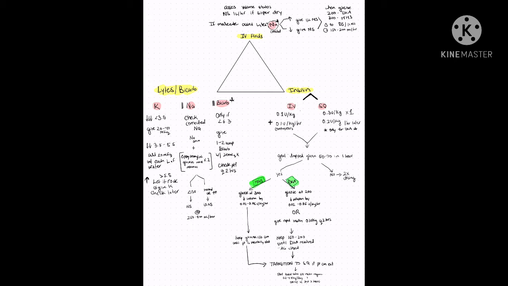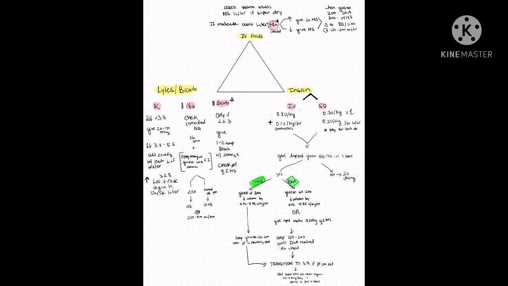Moving on to the electrolytes and bicarb. Now, the potassium, sodium, and bicarb are the main things you should be focusing on. The other really important electrolyte is phosphate that I'm going to talk about in a little bit. If the patient is super hypokalemic, less than 3.5, hit them with 20 or 40 milliequivalents IV.